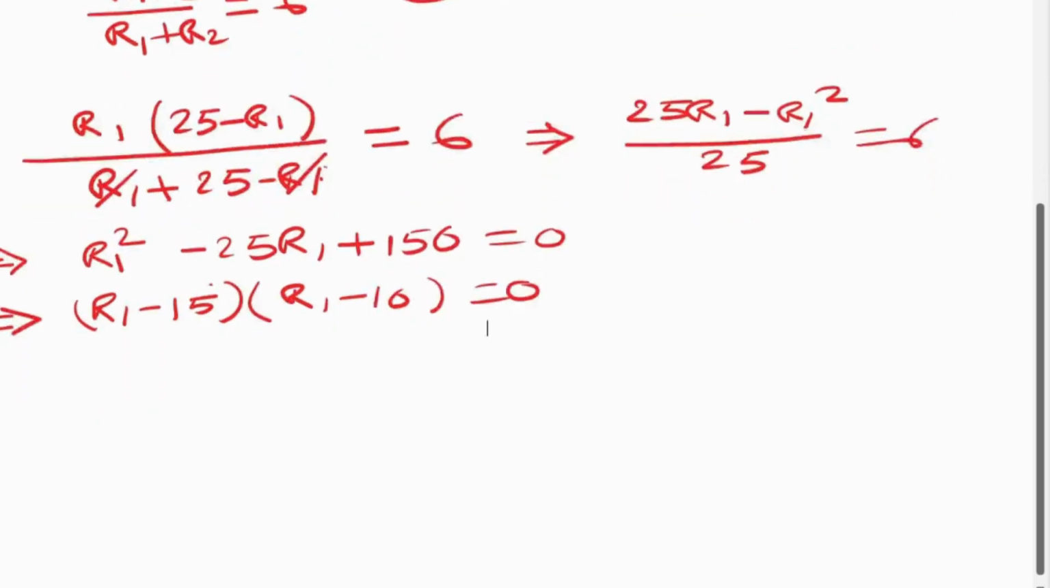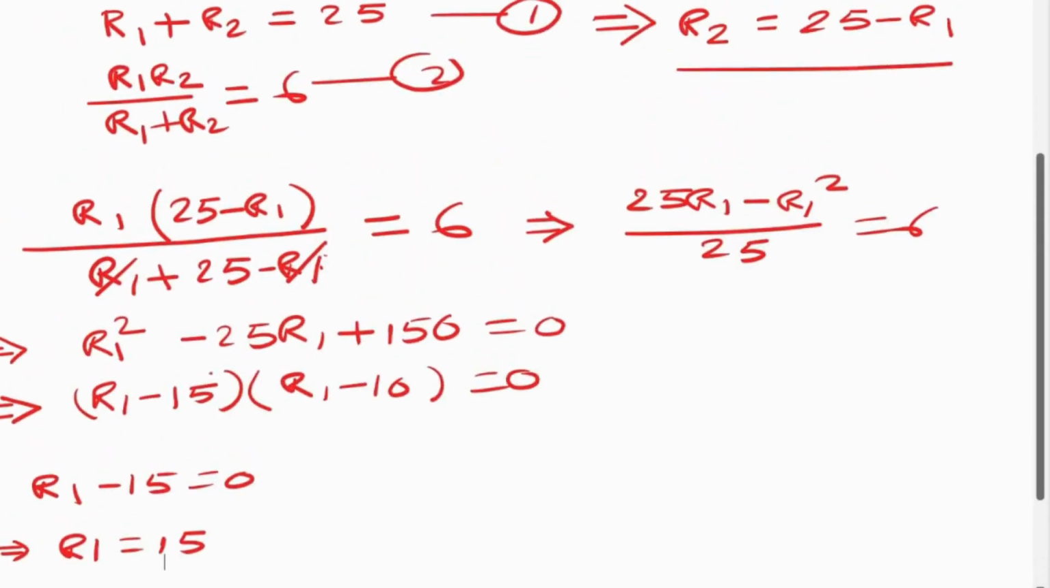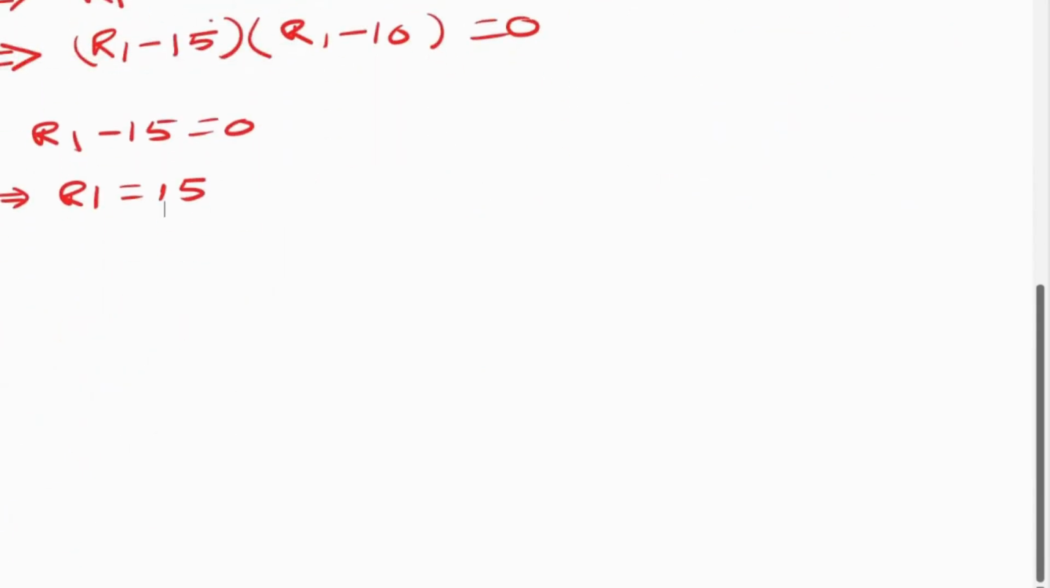So there are two conditions. One is R1 minus 15 equals 0 and the other is R1 minus 10 equals 0. So first we consider R1 minus 15 equals 0. Then R1 equals 15. If R1 equals 15, from equation 1, we have R2 equals 25 minus R1. So putting here, R2 will be 10 from equation 1. So this is one set of answers.